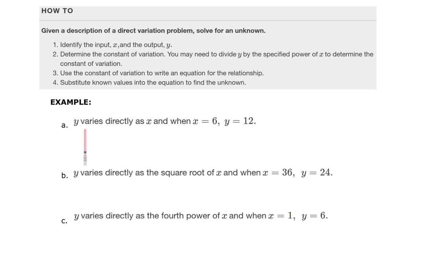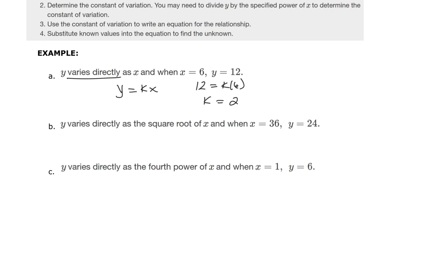So the key words I'm going to look for are: y varies directly as x. When x is equal to 6, y is 12. So I can find the constant of variation. So I have y is equal to kx, because I have varies directly. So 12 is equal to k multiplied by 6, so my constant of variation has to be 2.